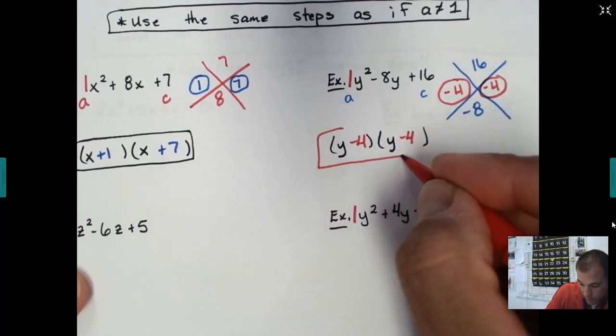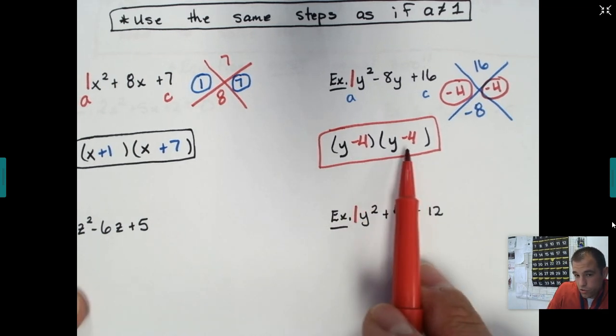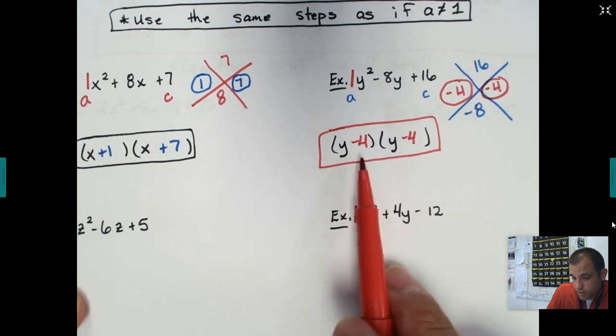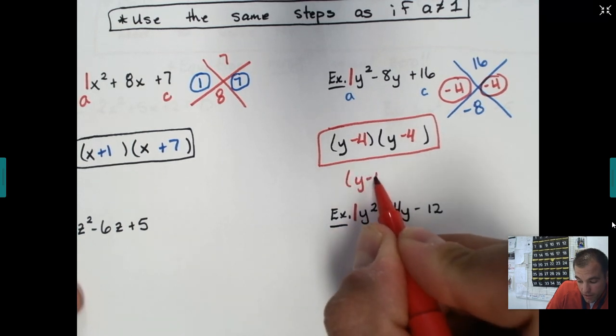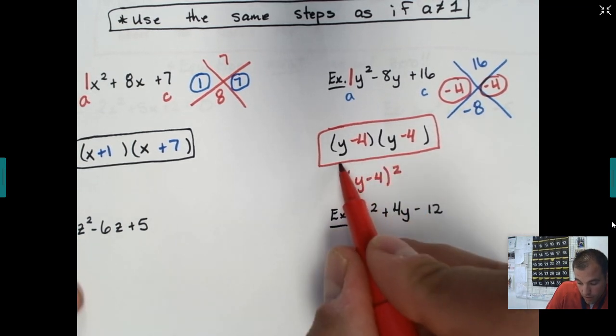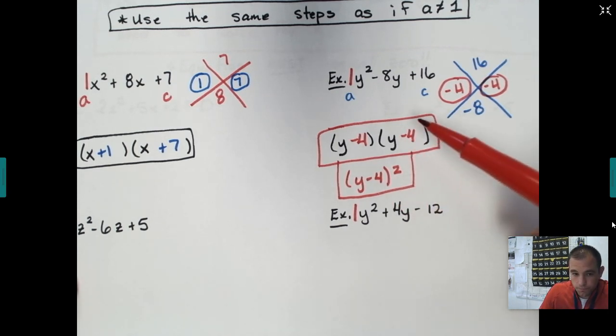This answer is perfect. Now, some of you are looking at that and you're like, oh yeah, but I think I could write that differently, right? There's 2 of them. So this answer right here is perfectly acceptable. If you would like to make it look a little bit prettier, you could write it as y minus 4 squared because there are 2 of them. These 2 answers are exactly the same.